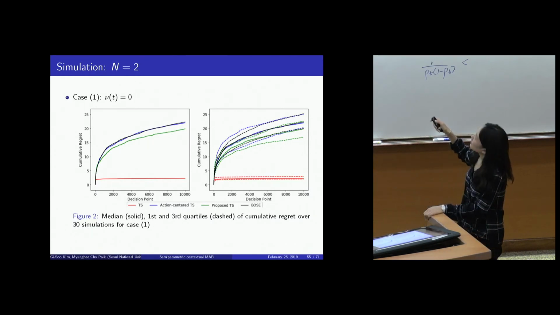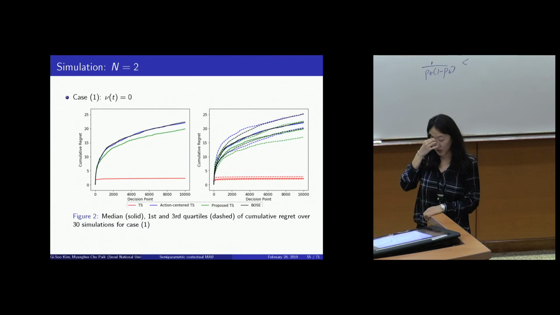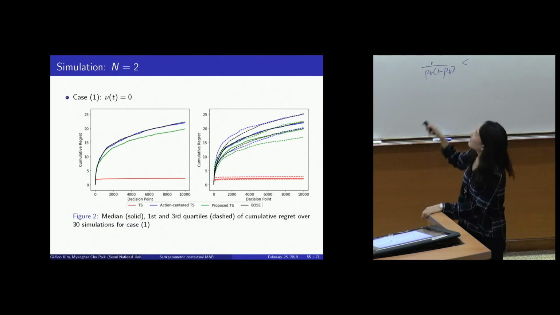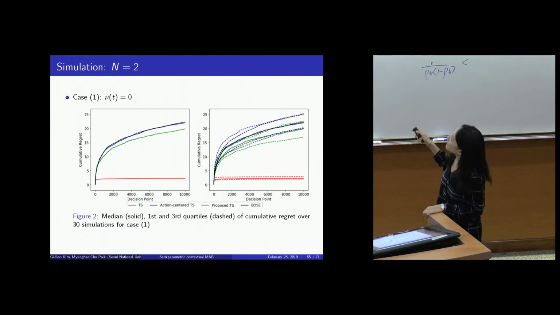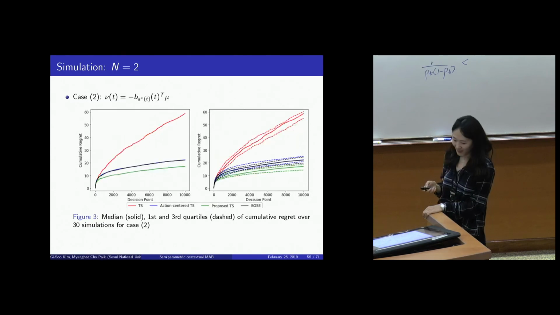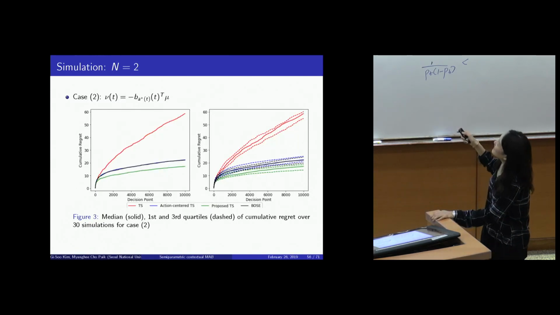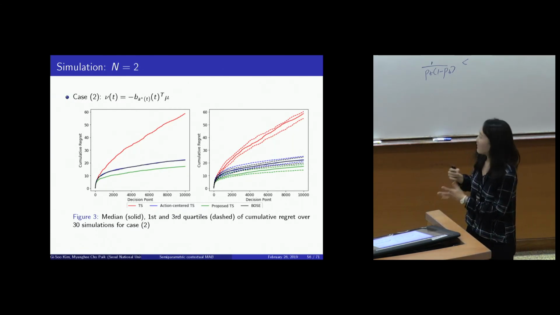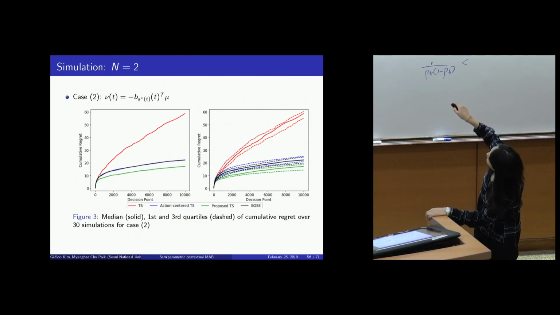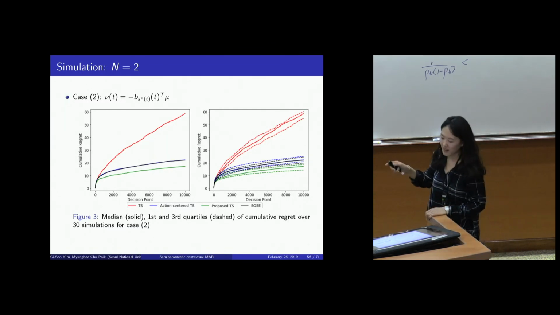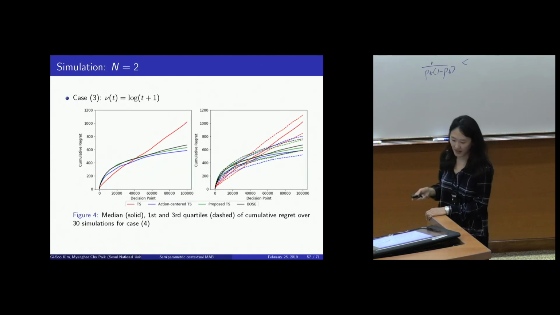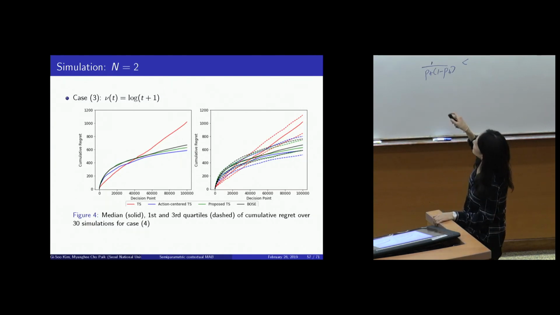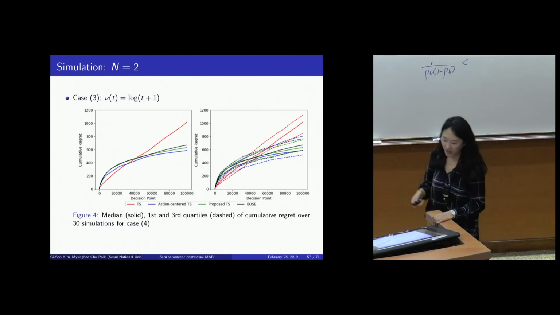When nu t is 0, when the reward is linear, the original algorithm performs the best. The three other algorithms are slower, but comparable. In the second case, I set nu t to be like this. It can be a little strange; it was just for simulation. In that case, the original algorithm performs the worst, and the three others are comparable. In the third case, I set nu t to be increasing with time, and in that case also, the original algorithm performs the worst.